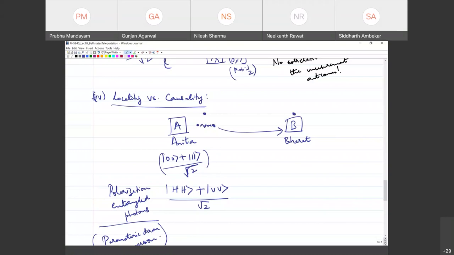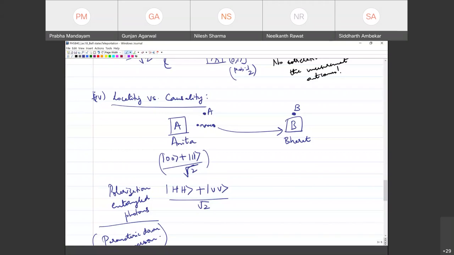These two photons are separated in space and time, right? But this photon still carries some information about what the state of this photon could be. And similarly, this photon. So I'll call these two photons A and B now. A belongs to Anita's lab and B belongs to Bharat's lab. And it's possible, because they're photons, to actually send them over a quantum channel or just a fiber, right? And now you see, you have generated correlations between two spatially separated systems, right?